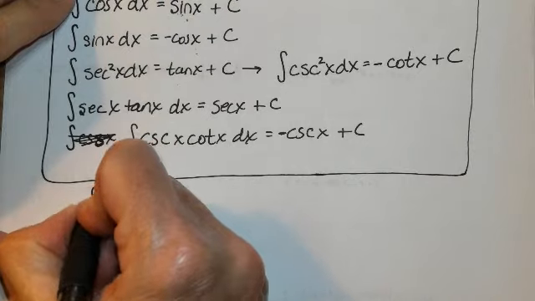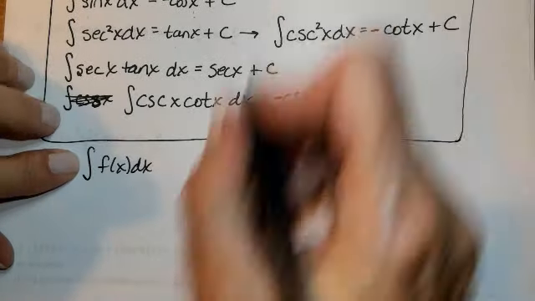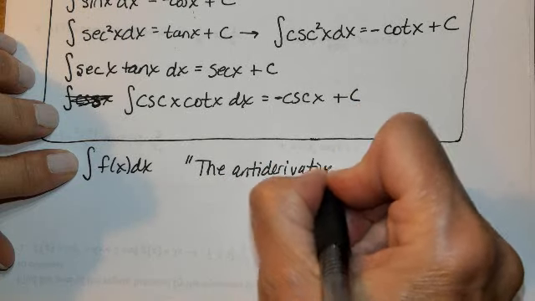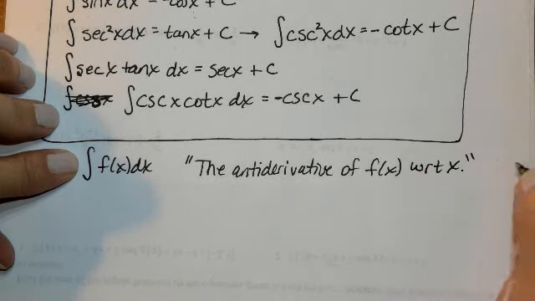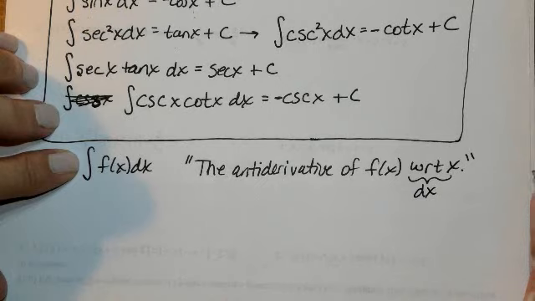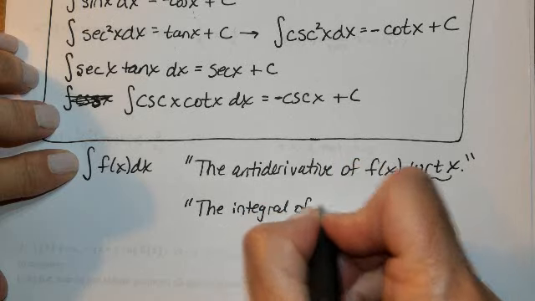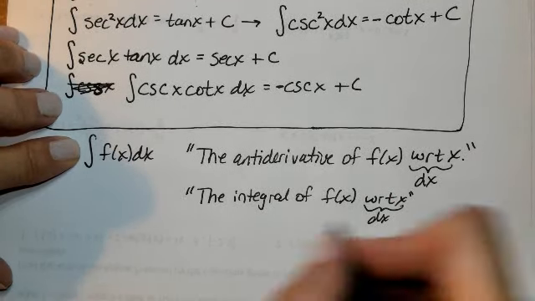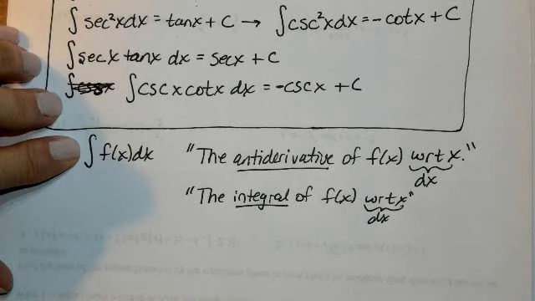If I have the antiderivative of f of x dx, I read that in two different ways. I read that as the antiderivative of f of x with respect to x, or dx. Or I can read that as the integral of f of x with respect to x, or dx. Two ways to read it. They mean exactly the same thing. So antiderivative is integral. Sound good? Doing great. Let's look at some examples.